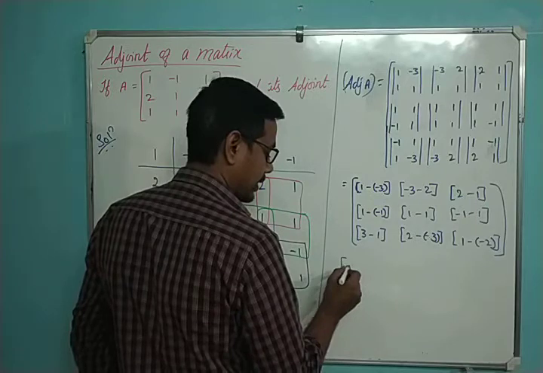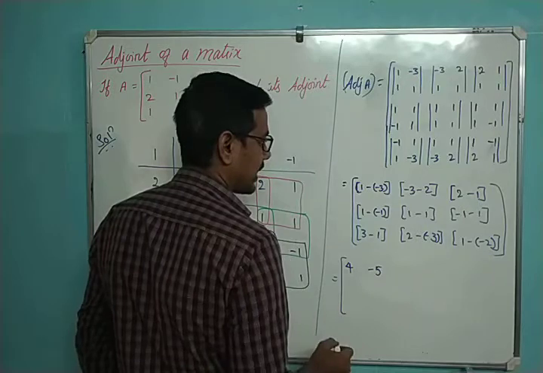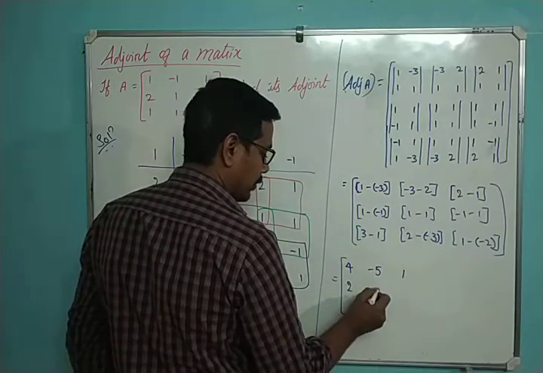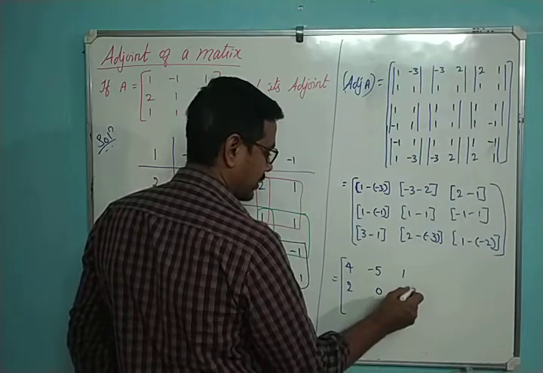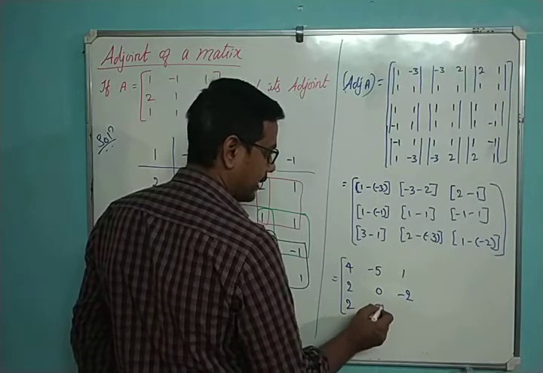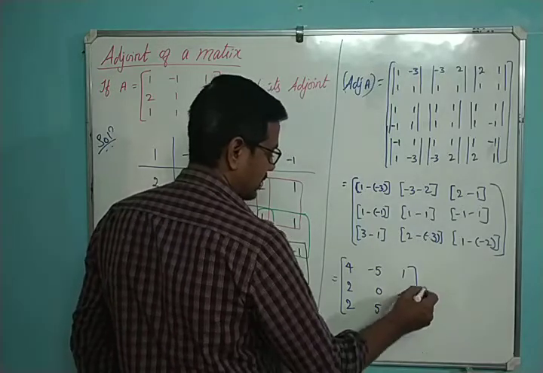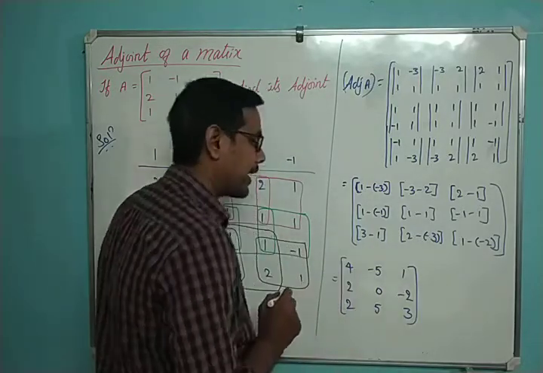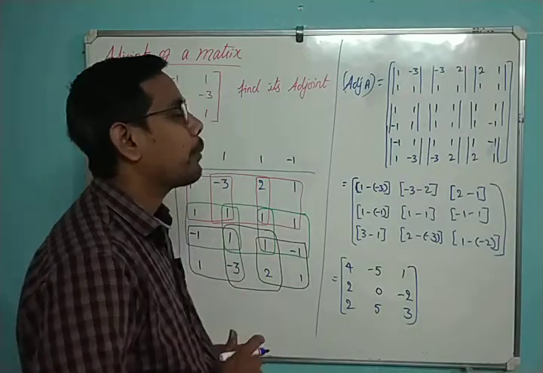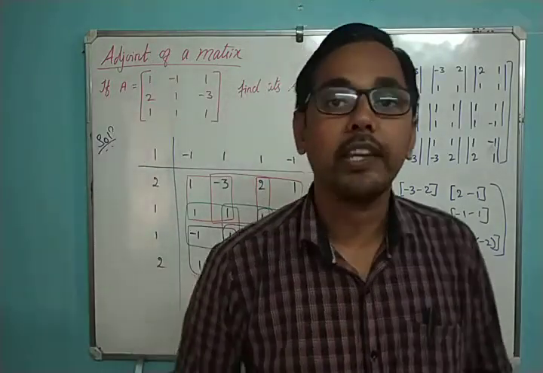1 minus of minus 3, 1 plus 3 is 4, minus 3 minus 2 is minus 5, 2 minus 1 is 1, 1 minus of minus 1 is 2, 1 minus 1 is 0, minus 1 minus 1 is minus 2, 3 minus 1 is 2, 2 minus of minus 3 is 5, 1 minus of minus 2, 1 plus 2, that will be 3. So this is nothing but our adjoint A matrix. Is that clear? Now pause the video and make a note of this. We'll solve one more problem of this kind and then move to A inverse.